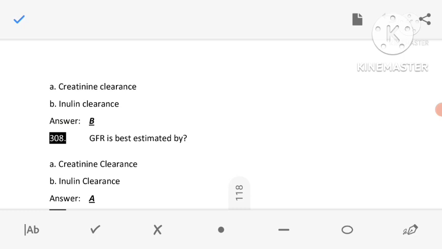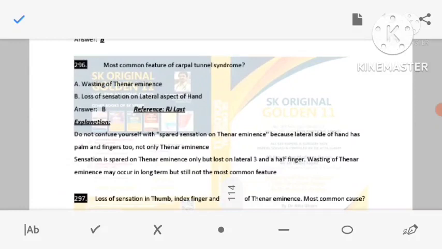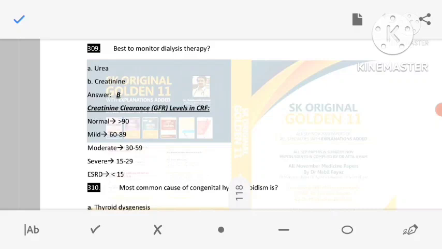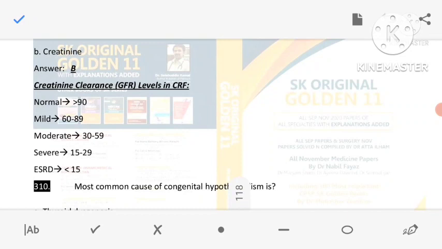Point number 309: the best way to monitor dialysis is serum blood urea or serum creatinine. The answer will be serum creatinine, B is the answer. Creatinine clearance level in CRF or CKD, chronic renal failure or chronic kidney disease: if the GFR is 90 or above, it is normal. If the GFR ranges between 60 to 89, it is mild CKD or mild CRF. If the GFR ranges from 30 to 59, it is moderate CKD or moderate CRF. If the GFR is between 15 to 29, then it is severe CKD or severe CRF. And if the GFR drops below 15, then it is end stage renal disease.